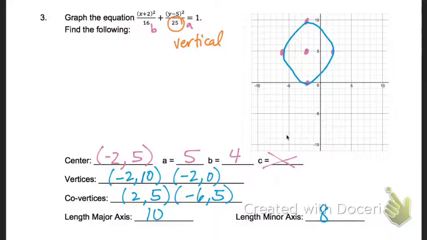So I circled the bigger number, which is 25, and it was under the y, so that indicates that it's a vertical. So I go ahead and write A next to the 25 and B next to the 16, just so that I know. Then take the square root of those. A is 5, B is 4. My center is at (-2, 5). And since it's a vertical, that means I'm going to go up and down 5, and I'll go left and right 4. Then connect the dots, label my vertices, co-vertices, and then double my A values, double my B values to get the length of the major and minor axis.